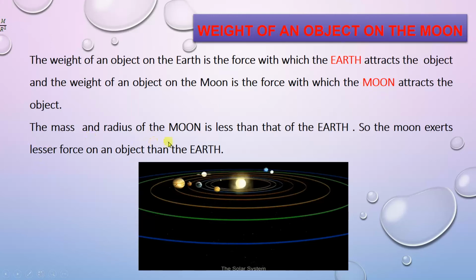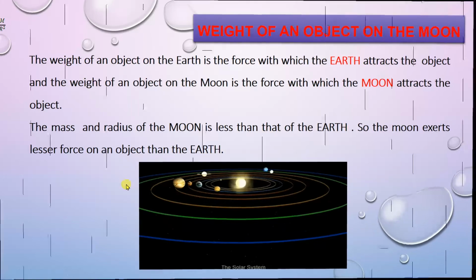Now both mass and radius of the moon are less than that of earth. The moon is small, so its mass is less and its radius is also less. So the moon exerts lesser force on the object. Its gravitational force on the object will be lesser when the object is near it, and when the object is near the earth it's greater because earth is bigger. Okay, so let's see how it happens.